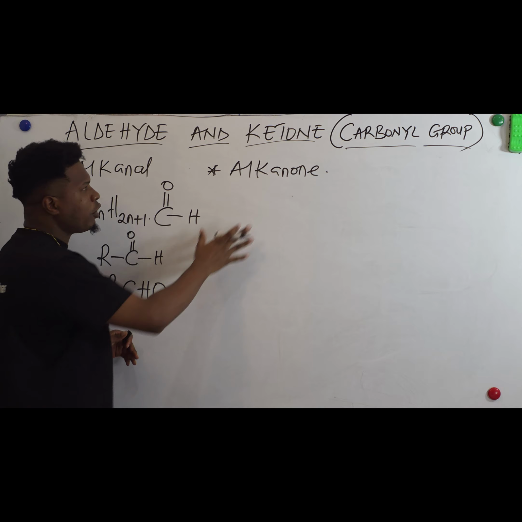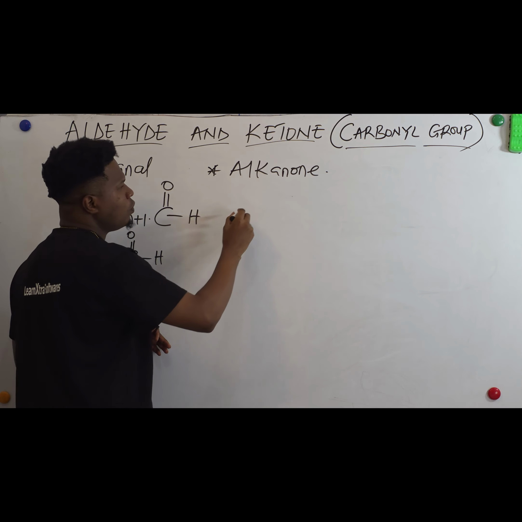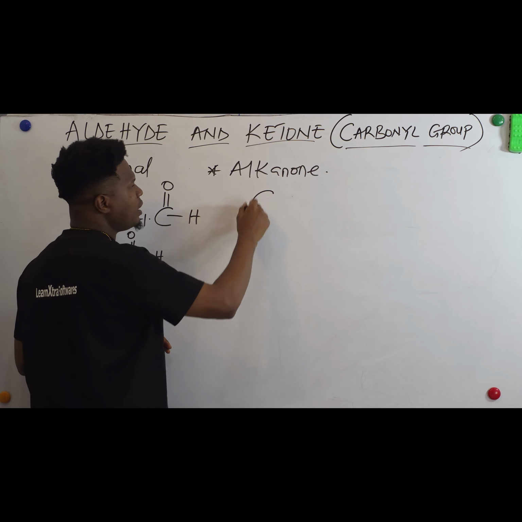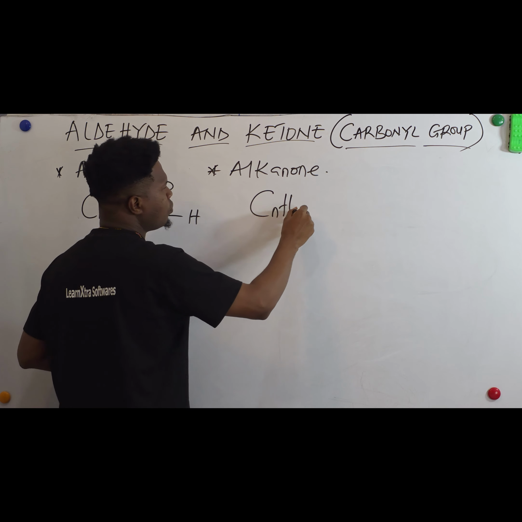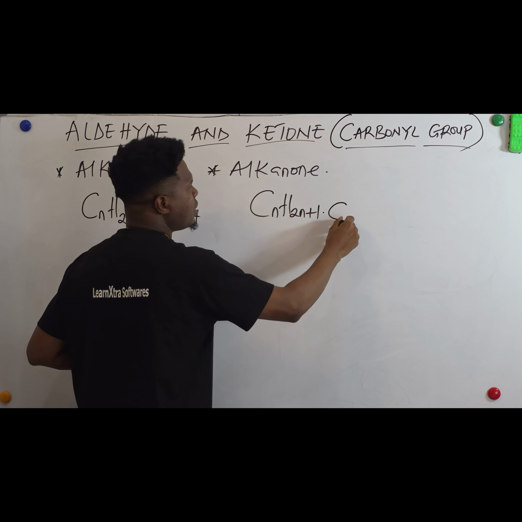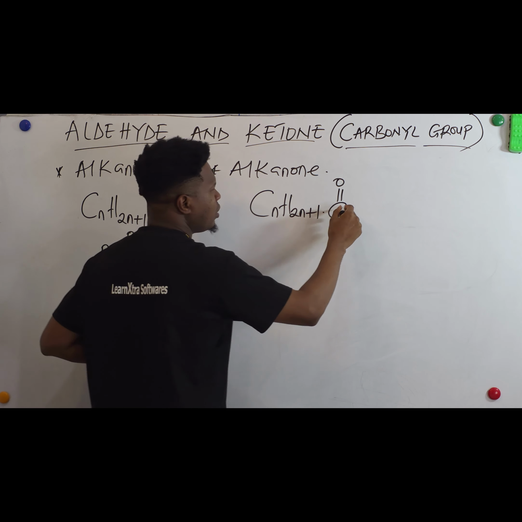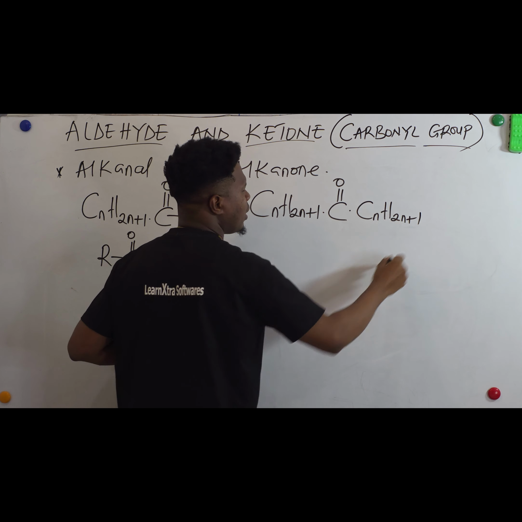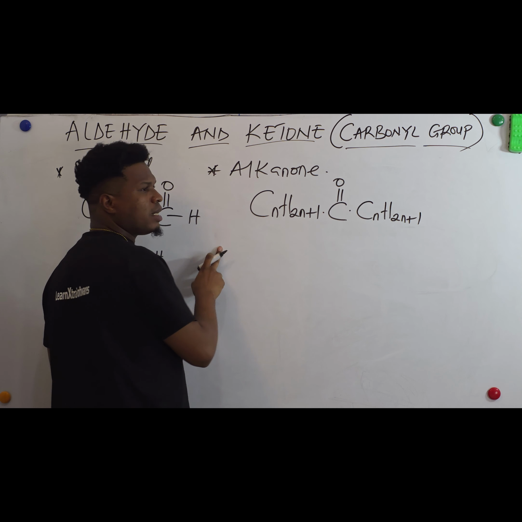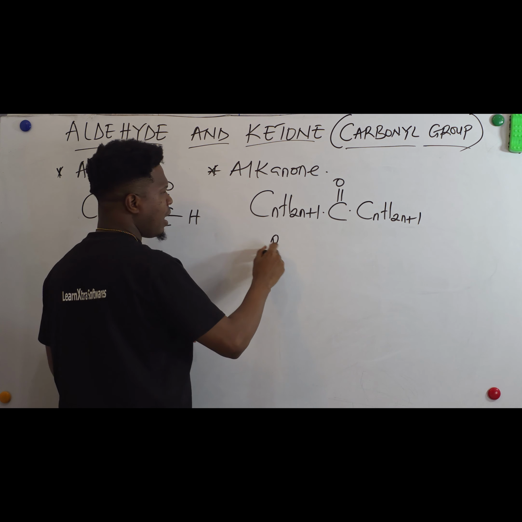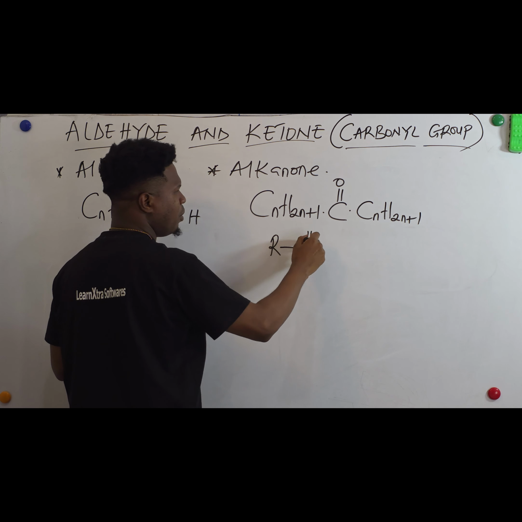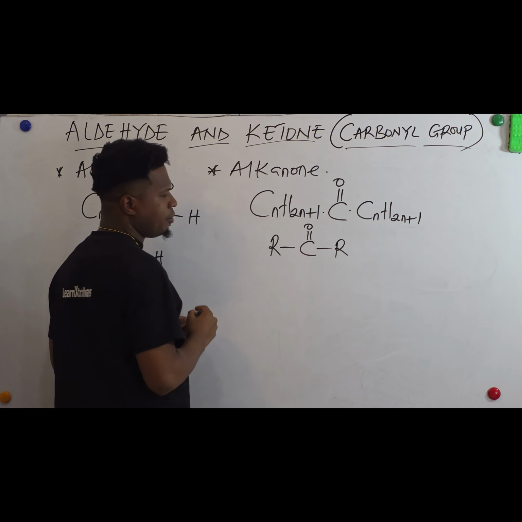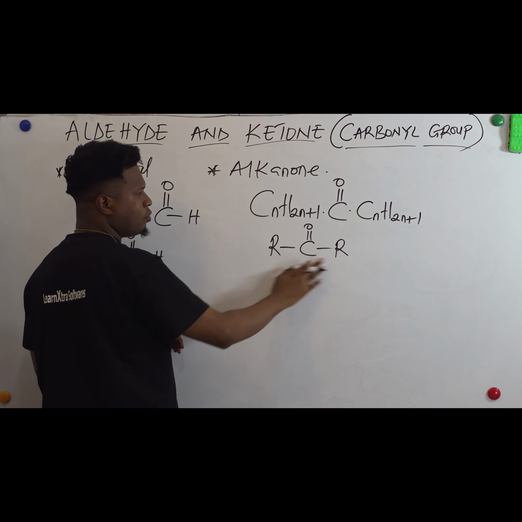Okay. Then for ketone, the formula for ketone is CnH2n+1 dot C double bond O dot CnH2n+1. Okay, where these two CnH2n+1 represent R. So we have R, C double bond O, R. So this R alkyl group must be here.